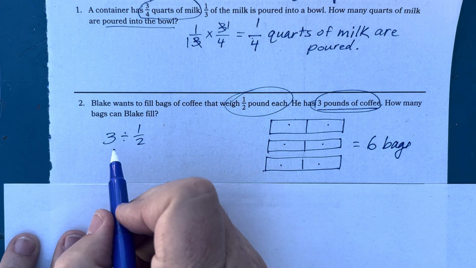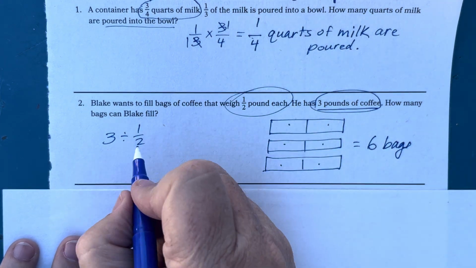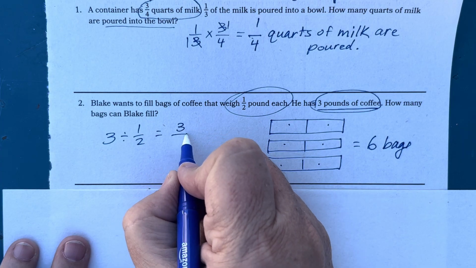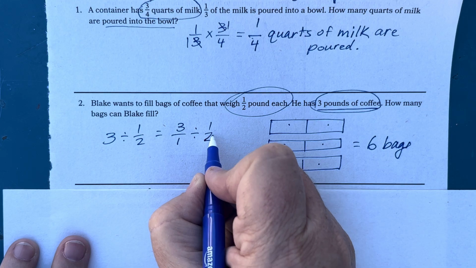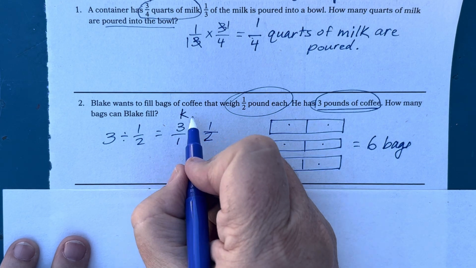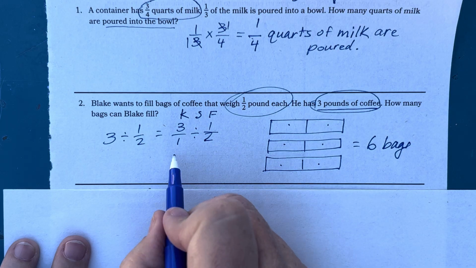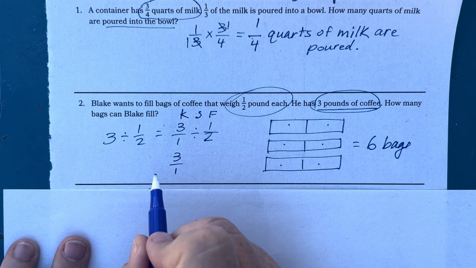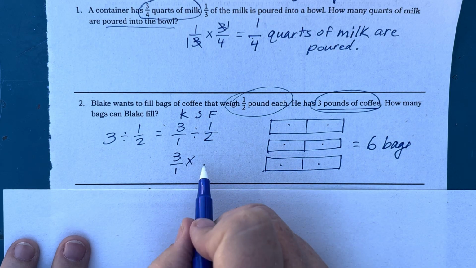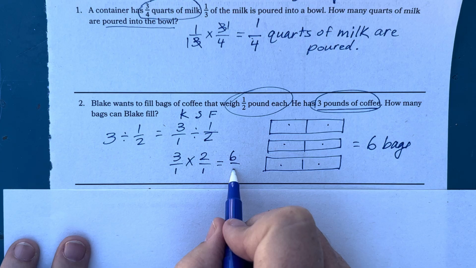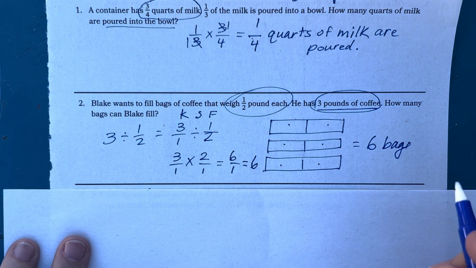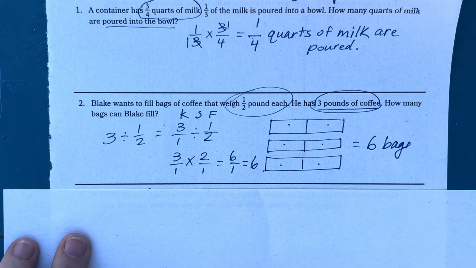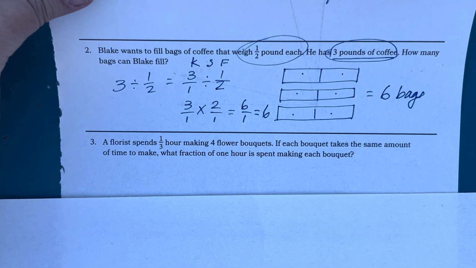So if I'm doing this, my first thing is I'm going to put my 3 over 1. So I'm going to say 3 divided by 1/2. And then I'm going to do my keep, switch, flip. Keep my first. Remember, I have to be in the correct order. Switch to multiplication and flip. And I end up with my same answer, which is 6, right? So how many bags can he fill? 6 bags. Okay, let's take a look at the next problem.